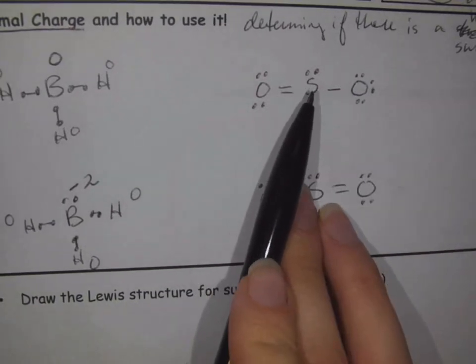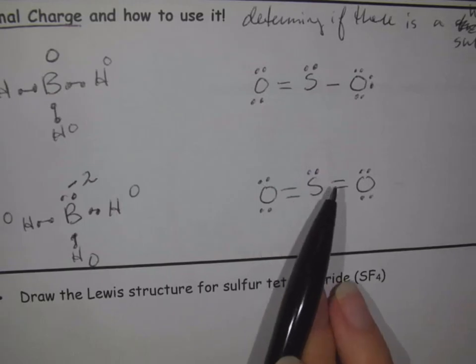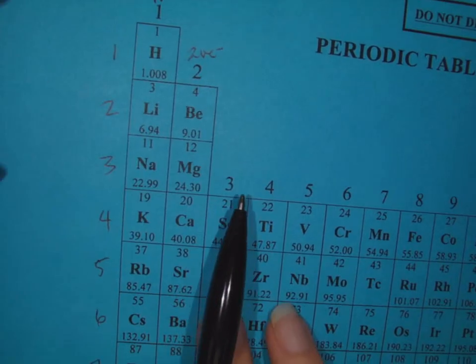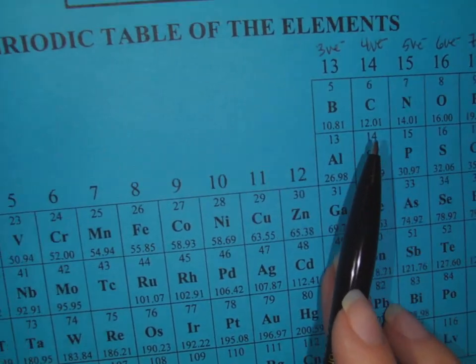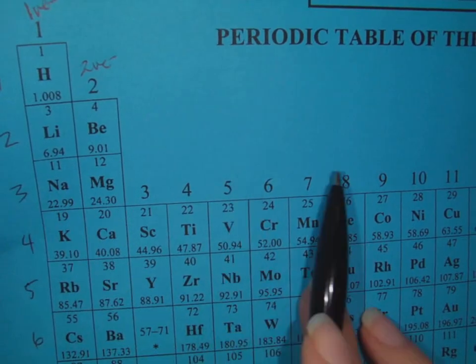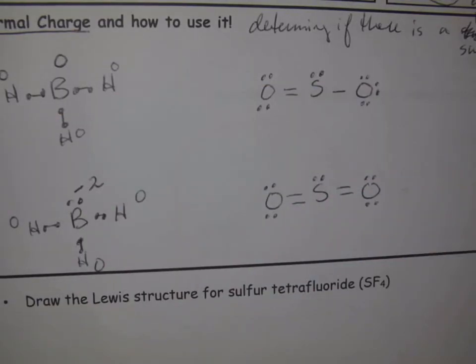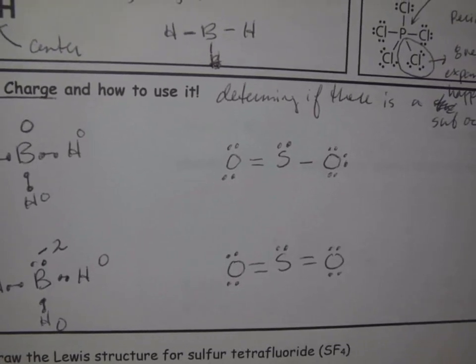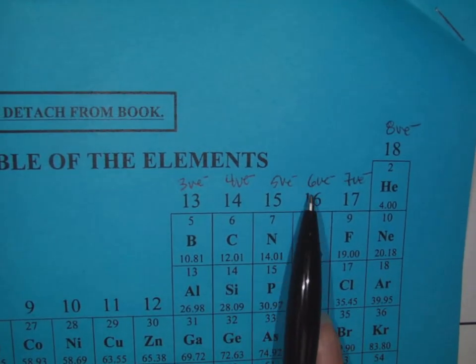This one obeys the octet rule, 2, 4, 6, 8. This one has an expanded octet, 2, 4, 6, 8, 10. But it's okay because sulfur's right here, period 3. So sulfur can have an expanded octet. It doesn't have to, but it can. Well, let's check. When oxygen is neutral, it has 6 valence electrons.